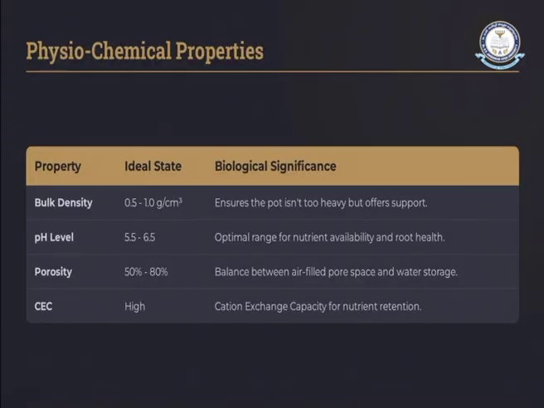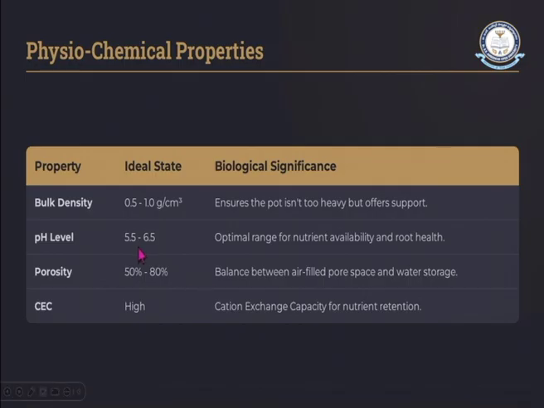Until now we have seen the physical characters, that means the location, the soil, the water holding capacity, and all of it. Now we are seeing the physiological and chemical properties that are required. We are seeing the bulk density. The ideal range has to be 0.5 to 1 gram, and it should not be heavy, but it should offer the support.